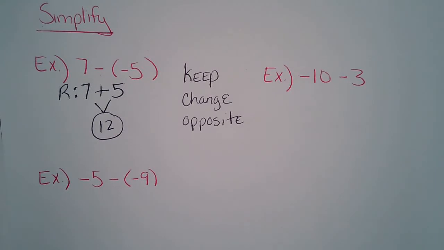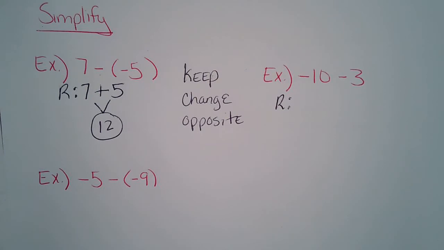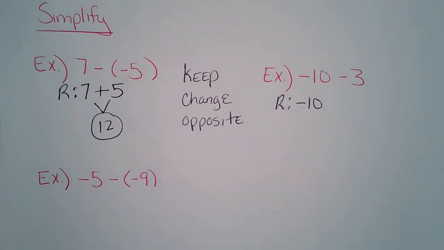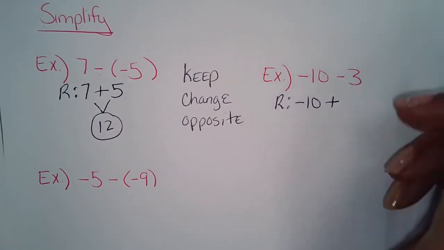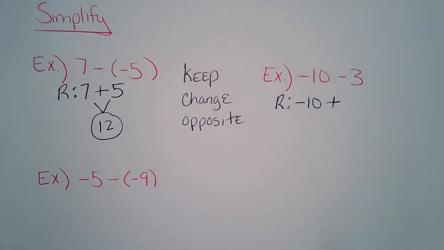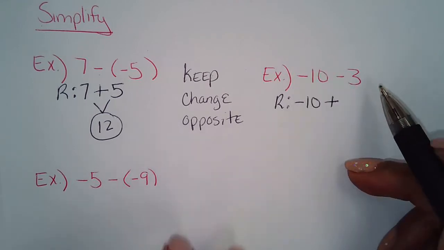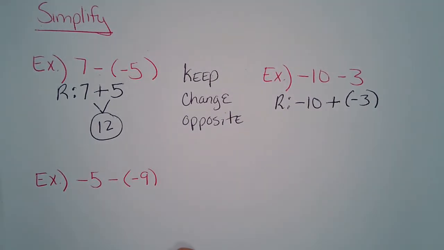All right, let's try another one. Again, you're going to rewrite your expression. You're going to follow the phrase that says keep, change, opposite. So I'm going to keep -10 the same. I'm going to change my subtraction to addition. And then I'm going to take the opposite of that last integer, which is 3. So the opposite of 3 is going to be -3. When you rewrite it, it should look like you see here.